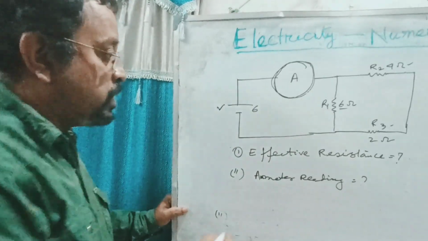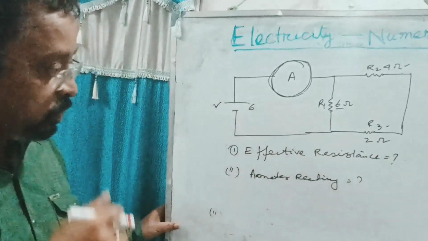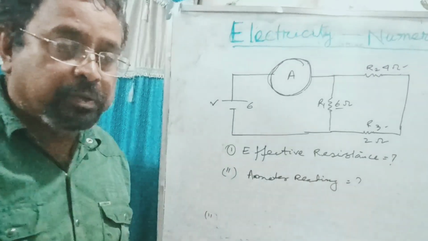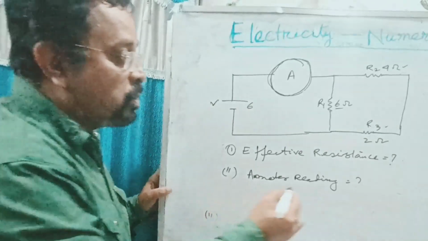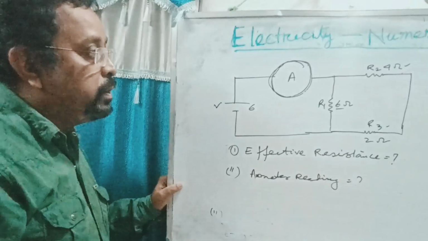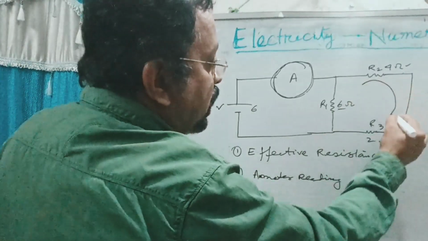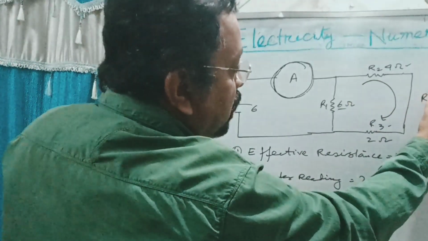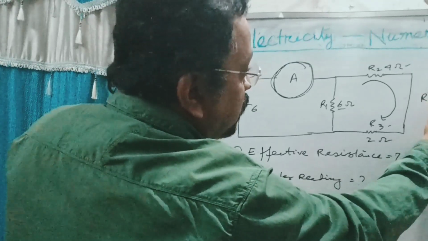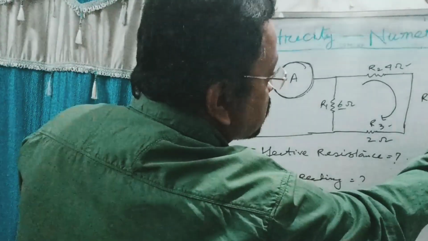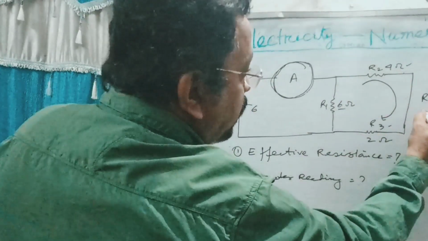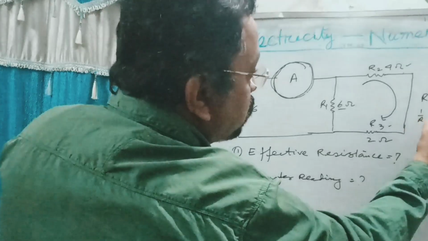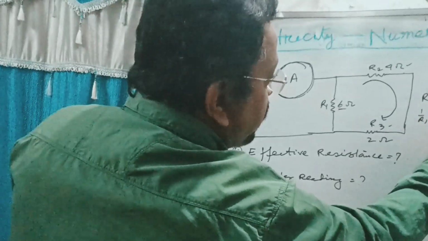Now you have to find the effective resistance, and number 2, you have to find the ammeter reading. Now see, this one you will do by yourself. I have given you the answer also. That is 3 volt and this is 2 volt. That's one clue I am giving you. R2 and R3 are in series connection.